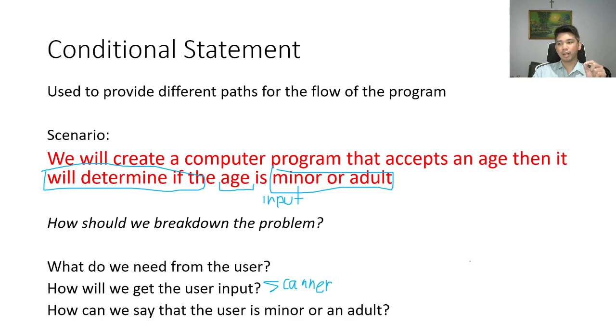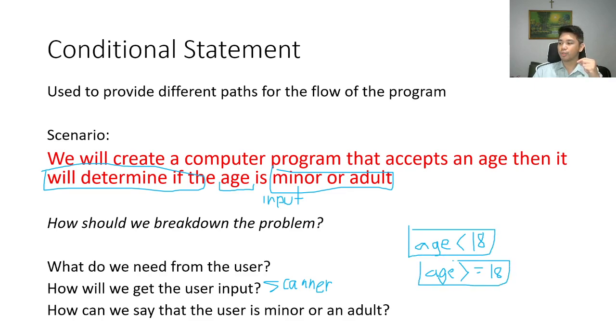So mathematically, we can write it as age less than 18, those are considered minor. But if your age is greater than or equal to 18, that's the adult. Now, we will use these kinds of conditions that we create for our conditional statement.